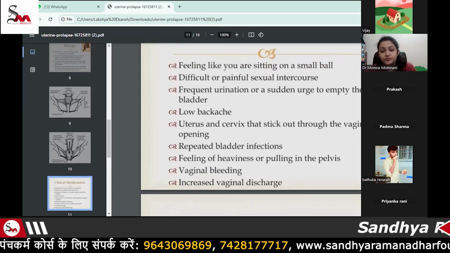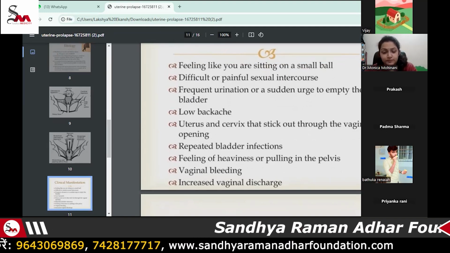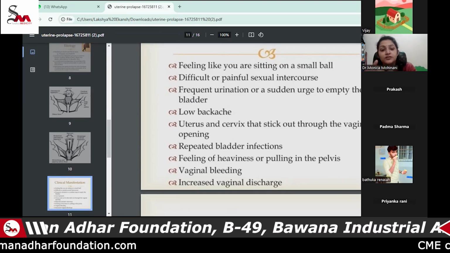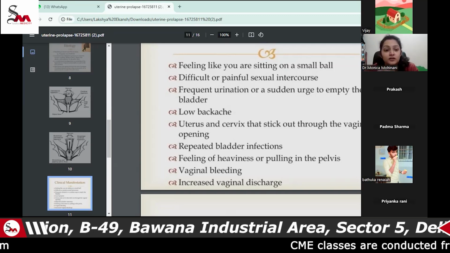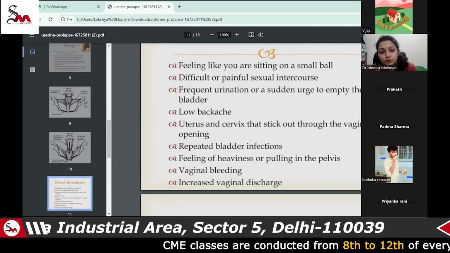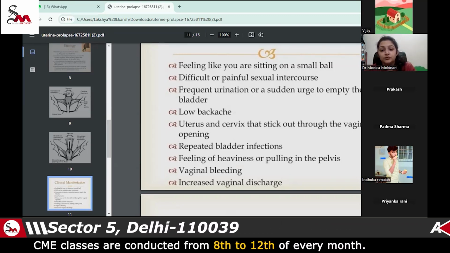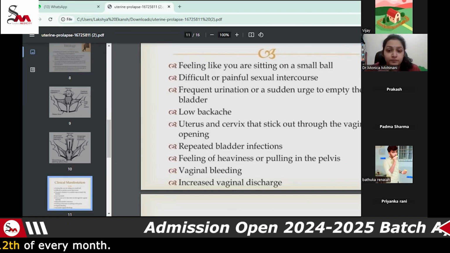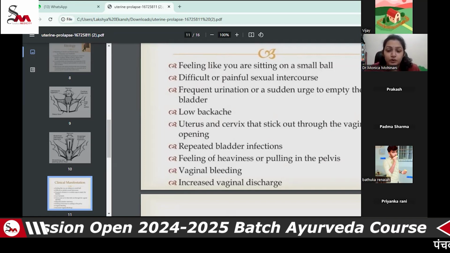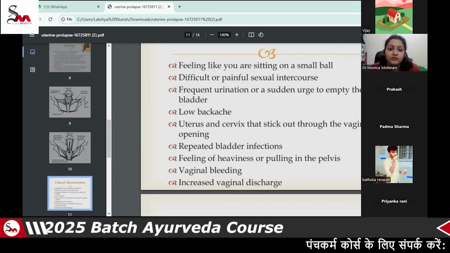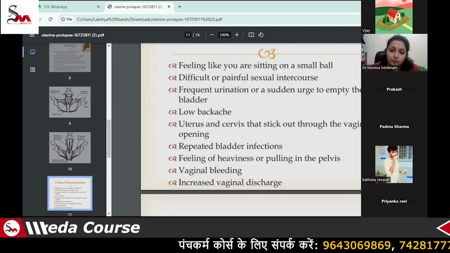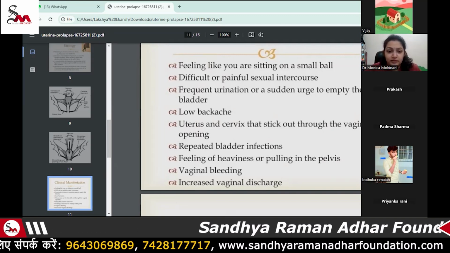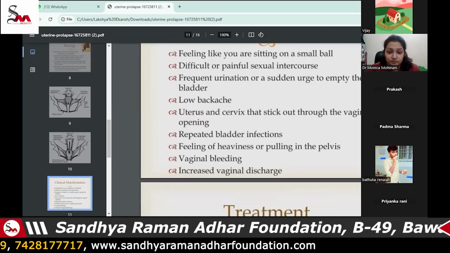And frequent bladder infections, as the part which has to be inside is coming out, it is more prone to infections. And due to that also, there is retention of urine, the bladder is not being emptied. So repeated bladder infections, feeling of heaviness or pulling in the pelvis. That heaviness felt in the pelvic area, and vaginal bleeding.